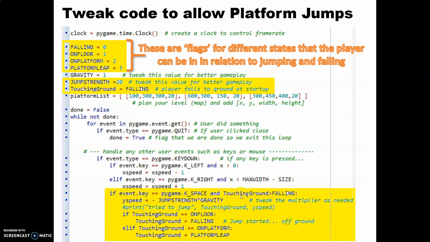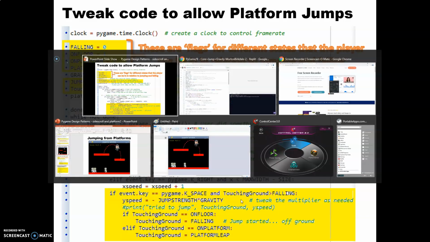So here is our test for whether we're allowed to jump. And previously we said if touching ground is true, we were allowed to do a jump. Now we're just going to say if touching ground is anything bigger than falling. So falling is 0, and anything bigger than that should allow us to do a jump. If we're on the floor, if we're on a platform, and if we're in platform leap. We're also going to use our jump strength here instead of the number that we've been using before.